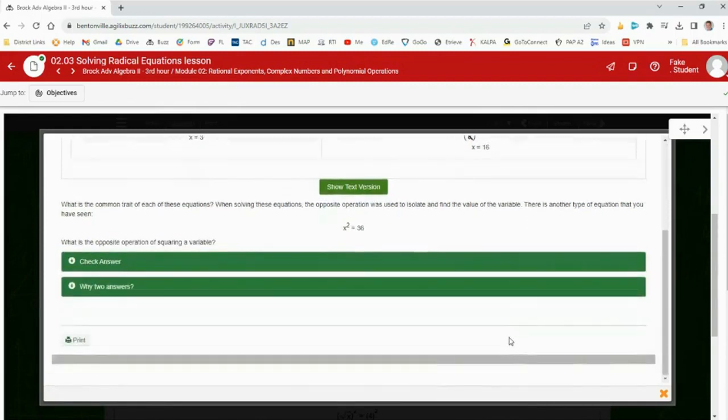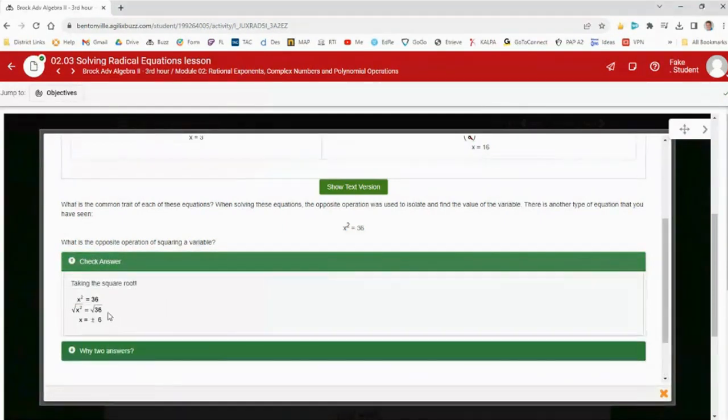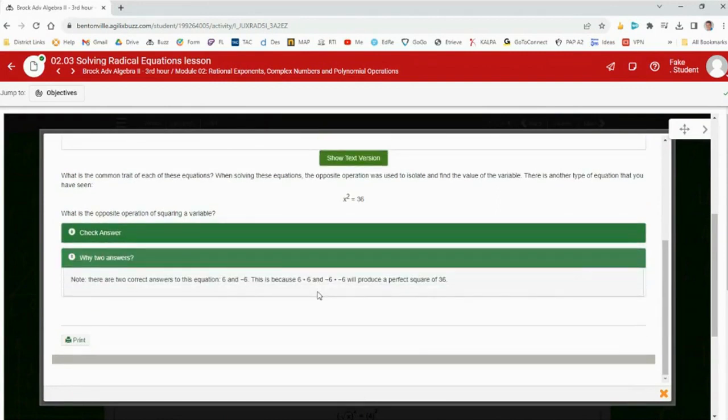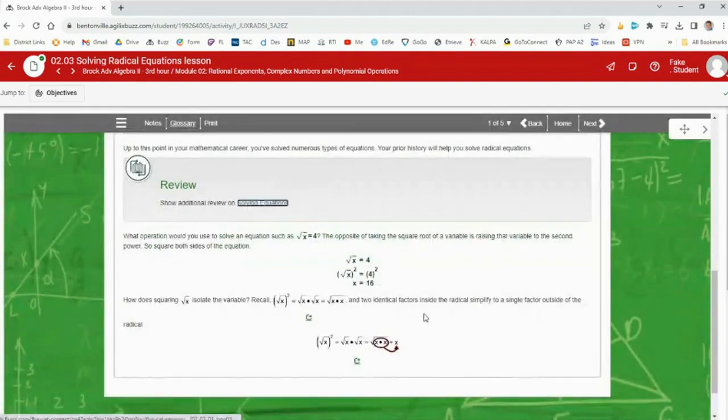And then with a square, x squared, what's the opposite of that? That's the square root. So you take the square root of both sides, and you get two answers, because 6 and negative 6 both square to equal 36. That's why there's two answers, because they both produce the perfect square of 36. So that's a review of solving equations.